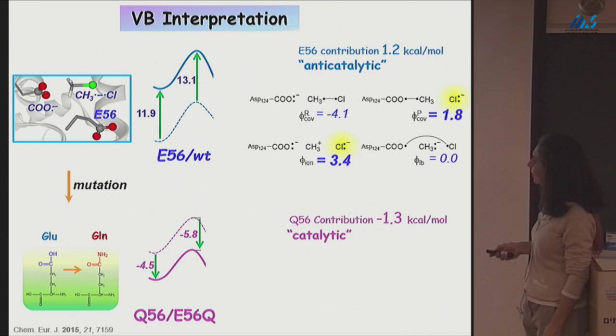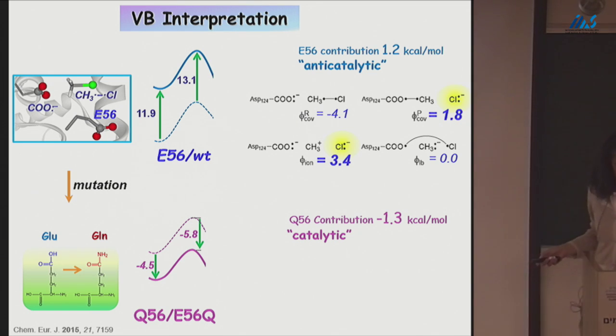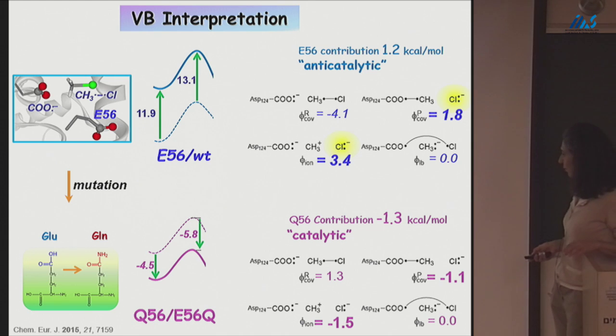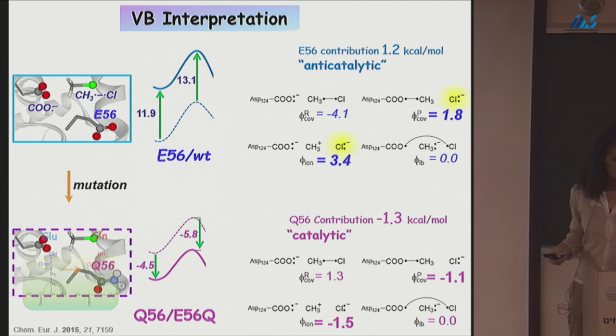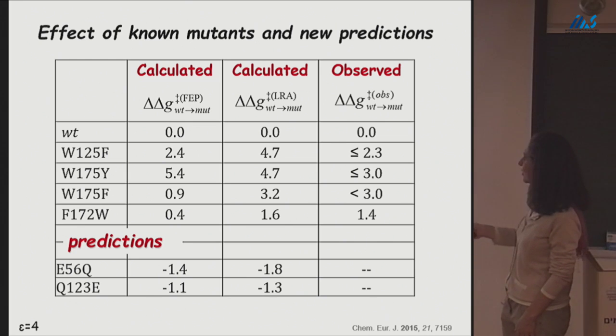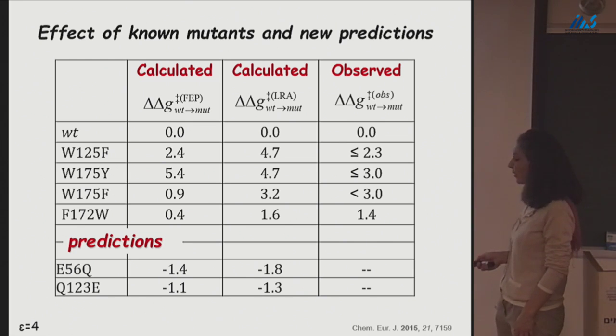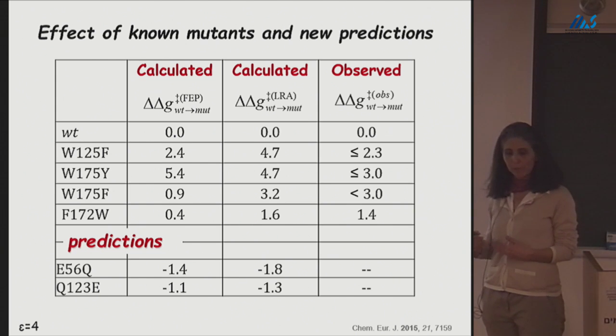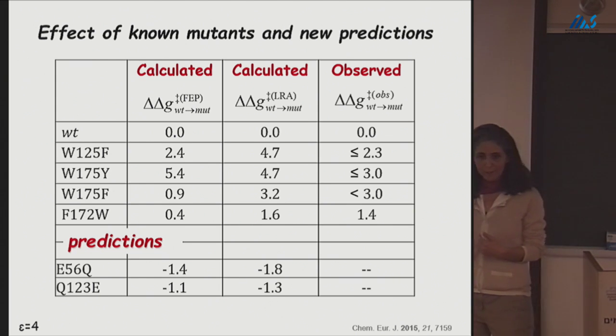On the other hand, instead of destabilization, now we got stabilization. And what we've seen is that the effect of this residue was turned from anti-catalytic to catalytic. We calculated the whole protein, and indeed, in this case, our calculations based on FEP and based on LRA are predicting that it will be catalytic. Now we turn to the experimentalists.